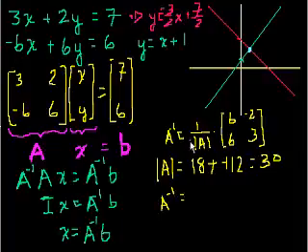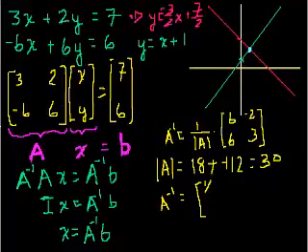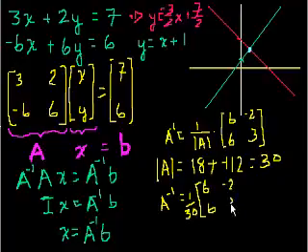is equal to, we could even keep the 1 over 30 on the outside. It might simplify things. Well, actually, I do want to keep it on the outside because it's going to make the later multiplications easier. So anyway, A inverse is equal to 1/30 times 6, minus 2, 6, 3. That's A inverse. So now let's solve for x and y.